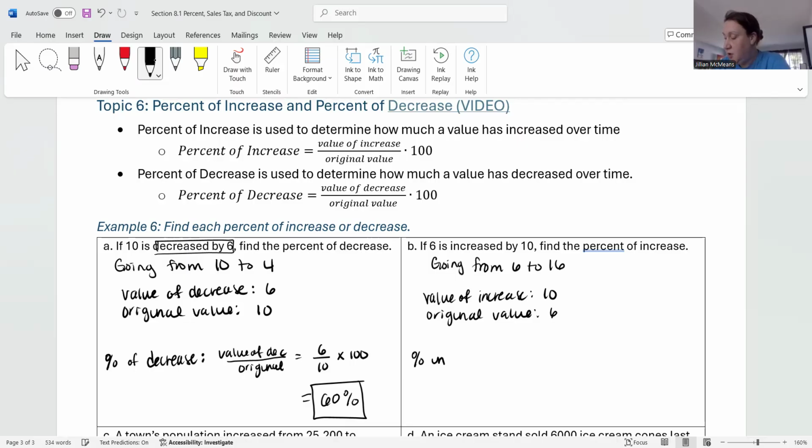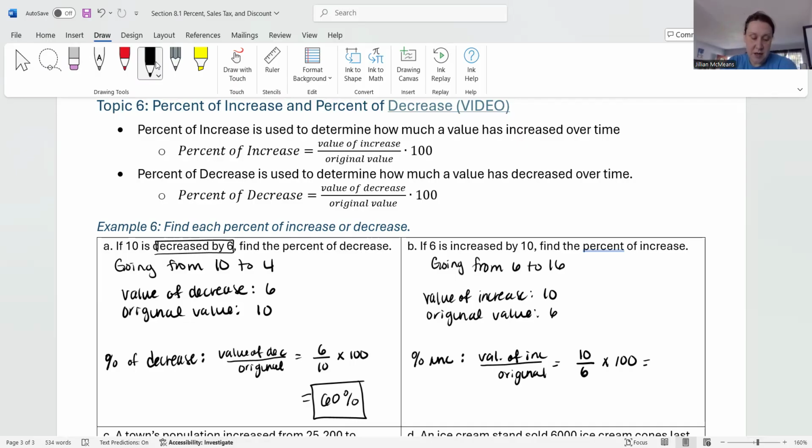So we have a percent of increase. I'm just going to write it INC for increase. We want the value of the increase, and we want to divide it by the original value. That's going to equal the value of the increase is 10 because we're increasing 6 by 10, okay? And then we're going to divide by the original value. All right, and then we need to multiply by 100. Now, you don't have to multiply by 100, but you have to move your decimal to the right twice, which means multiply by 100.